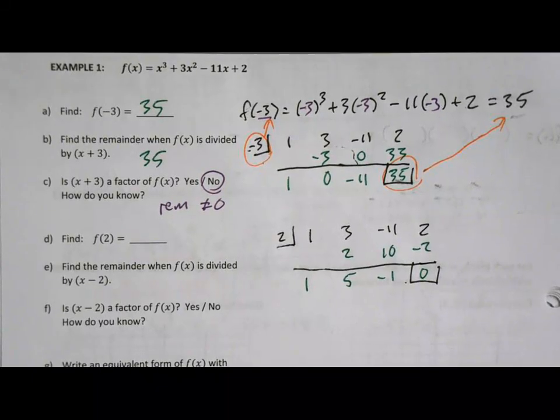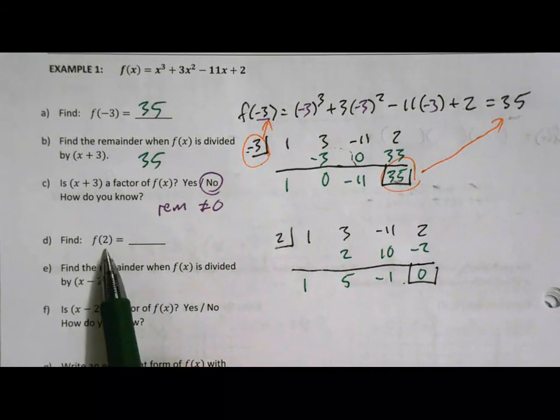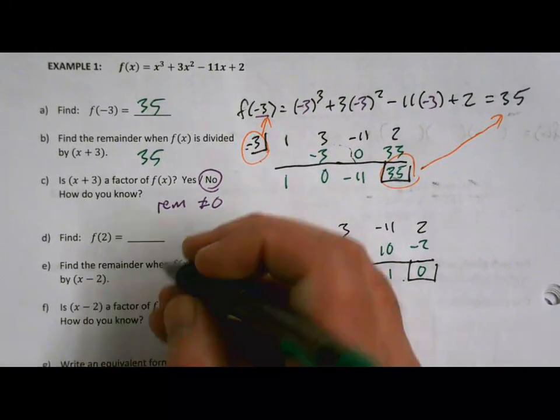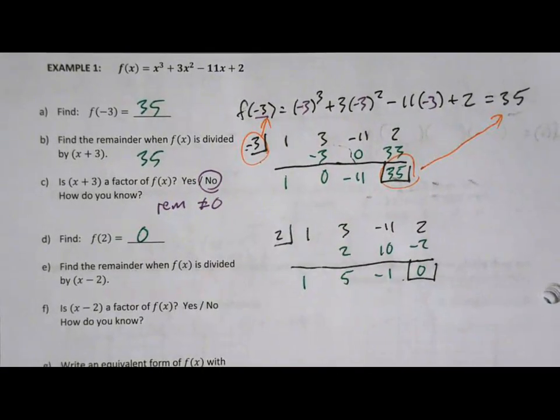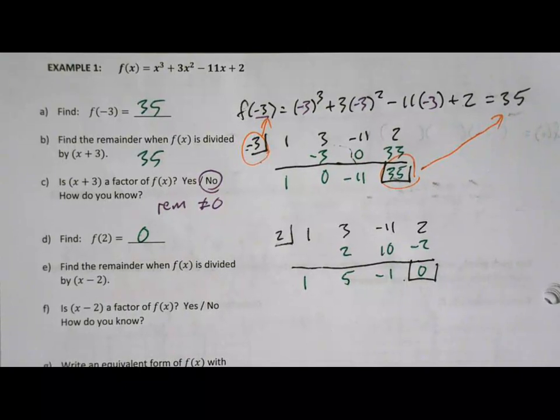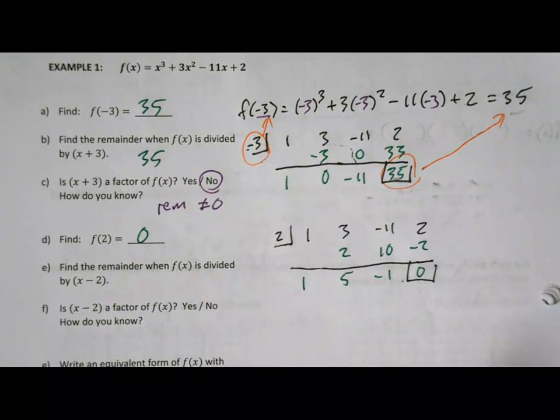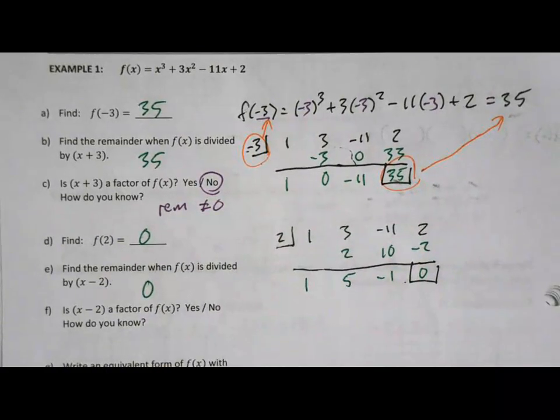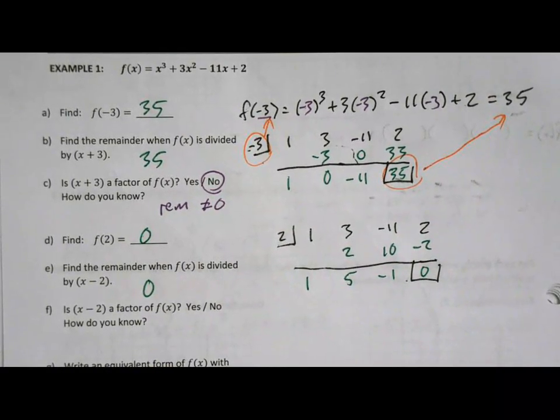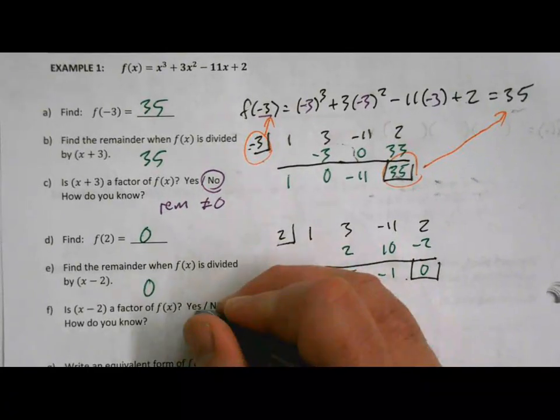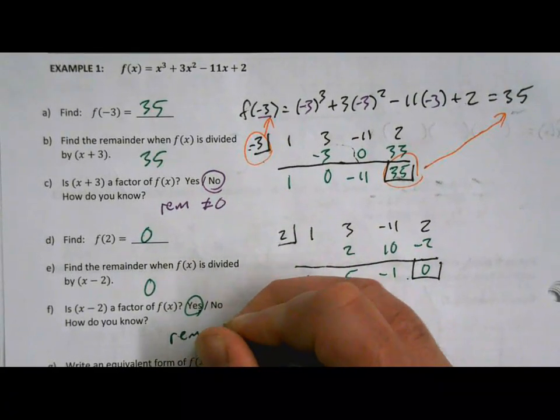So I did not just plug 2 into my function, but if I had plugged 2 into the function, what would I have gotten? I would have gotten 0. What's the remainder when we divide by x minus 2? 0. So is x minus 2 a factor then? Yes, because the remainder is equal to 0.